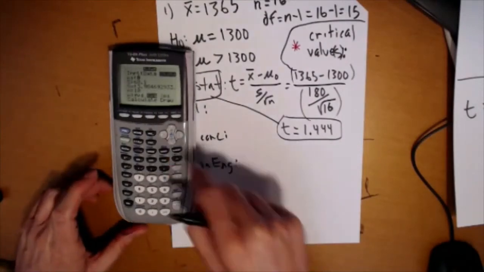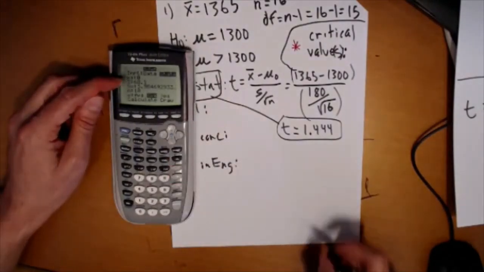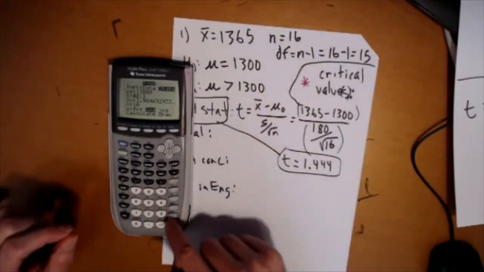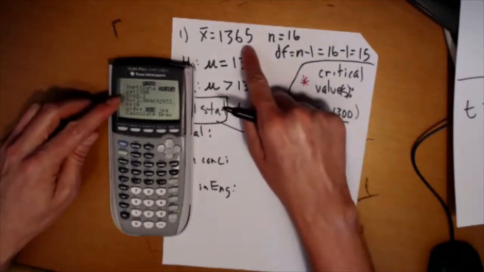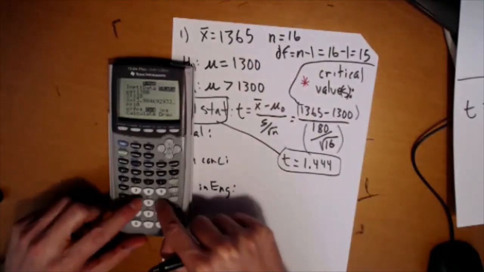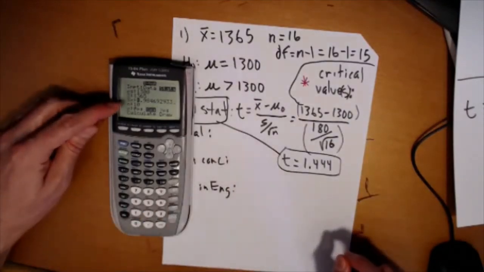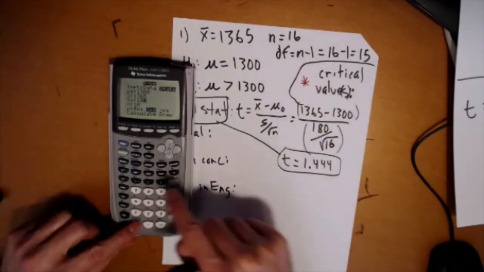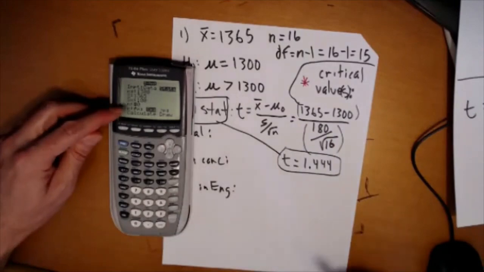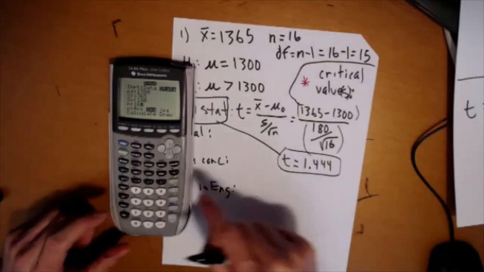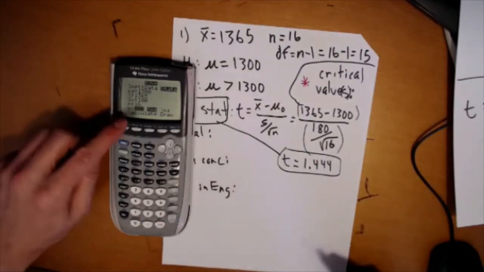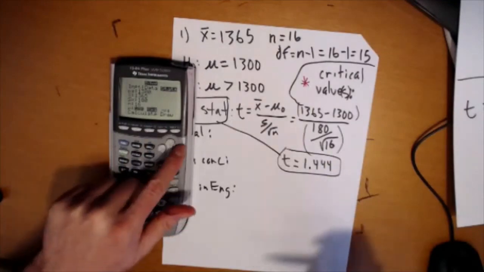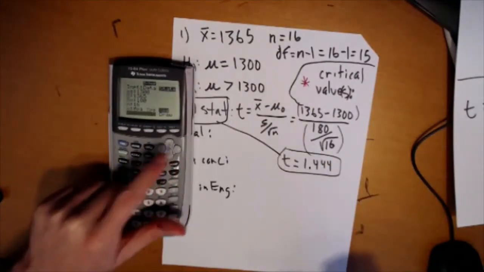Enter. The mu naught. What's the mu mentioned in the H naught? It was 1300. Okay, enter. What was the X bar? The X bar we said was 1365. Enter. What was S sub X, the standard deviation S? They straight up told us it was 180. Enter. Sample size N: 16. Enter. Now they need to know what symbol goes in the alternative. Greater than symbol. So we slide over and choose the greater than symbol. Enter. Slide down to calculate.